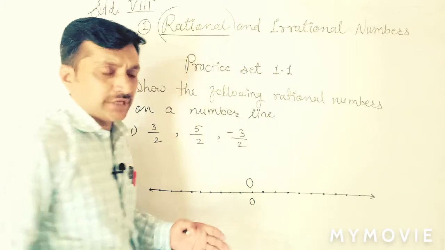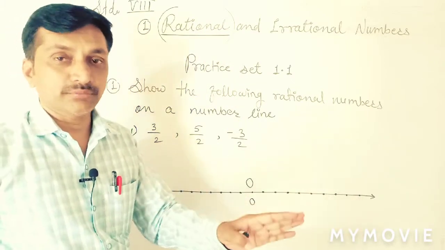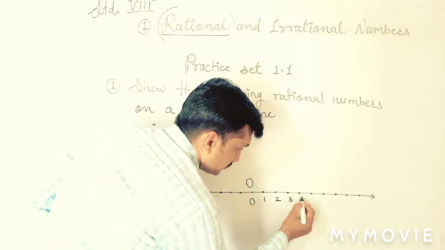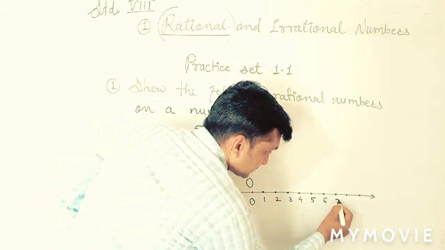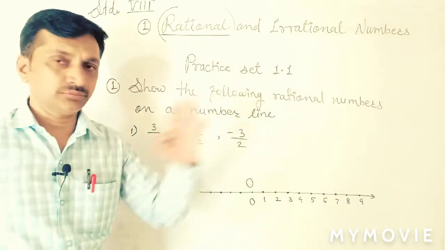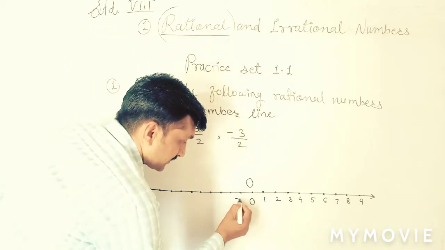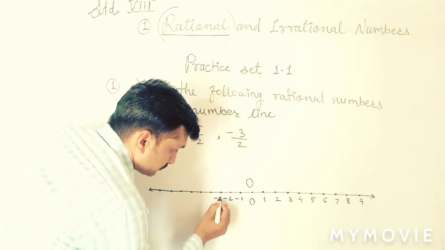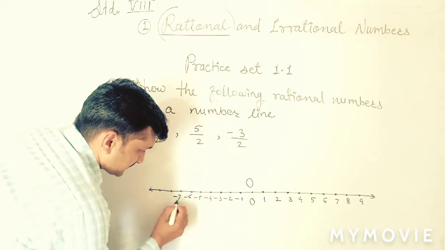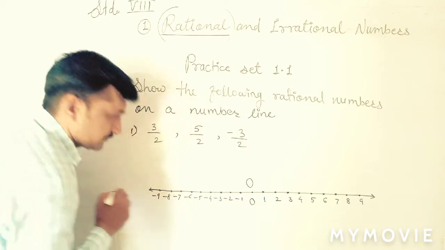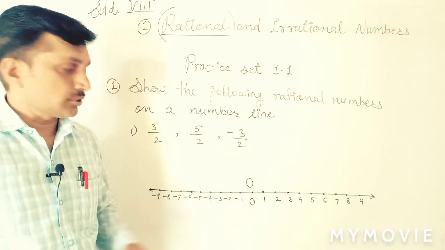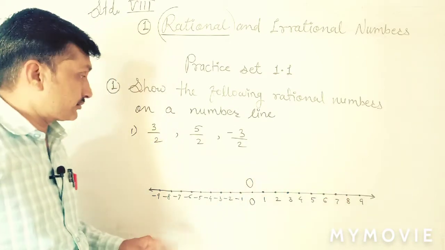Now, as you know, on the right side we write positive numbers, and on the left side negative. I do the same. 1, 2, 3, 4, 5, 6, 7, 8, 9. You can continue if you want. To this side, minus 1, minus 2, minus 3, minus 4, minus 5, minus 6, minus 7, minus 8, minus 9. I wrote natural numbers. Positive numbers there, negative numbers here.